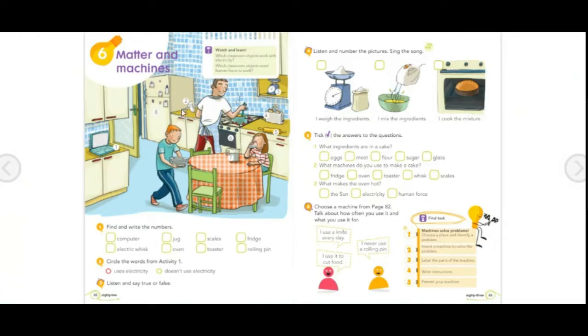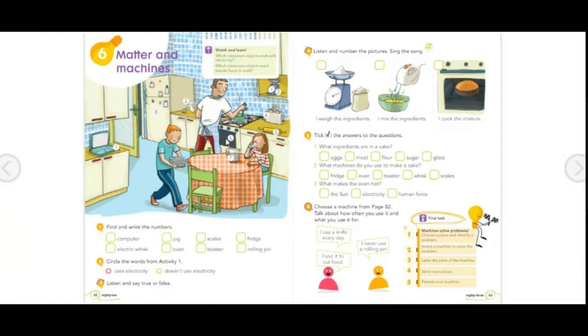Electric whisk. Number 2 is over here. Do you think that the electric whisk uses electricity? If it is yes, red. If not, green. Oven. The oven that you can bake some biscuits, for example, or some cookies. If you think that the oven uses electricity, red.